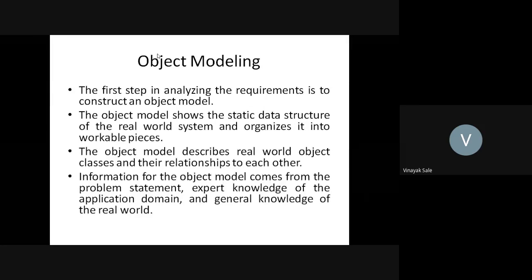Then object modeling. This is the first step in analyzing the requirements to construct the object model. The object model shows the static data structure of a real world system and organizes it into workable pieces. The object model describes real world object classes and their relationships to each other. Information for the object model comes from the problem statement, expert knowledge, and application domain, general knowledge of the real world.